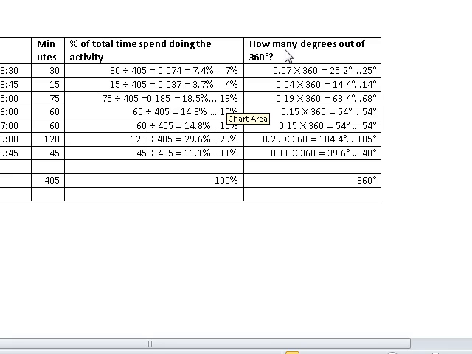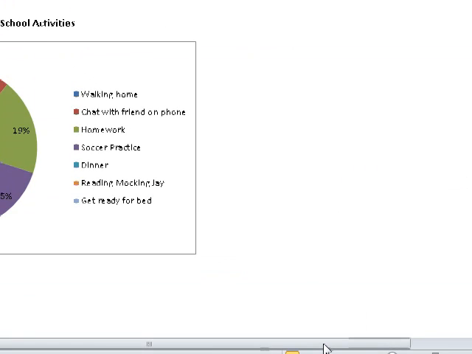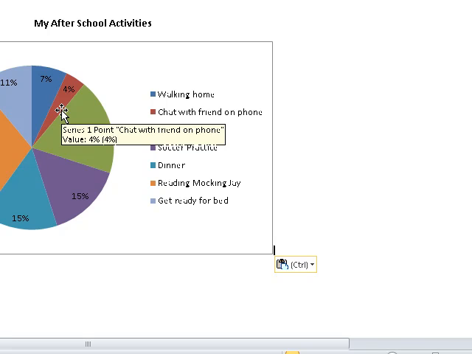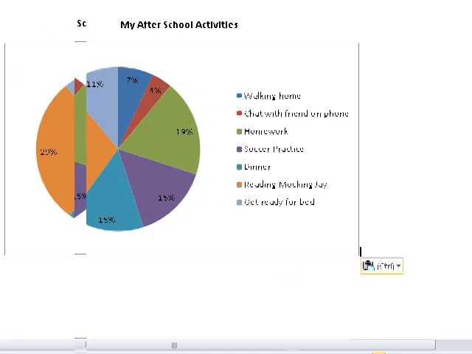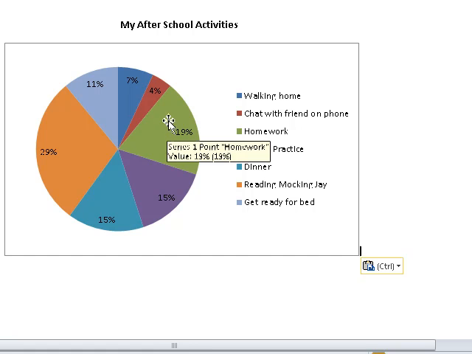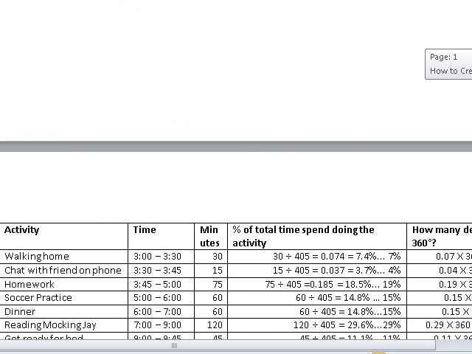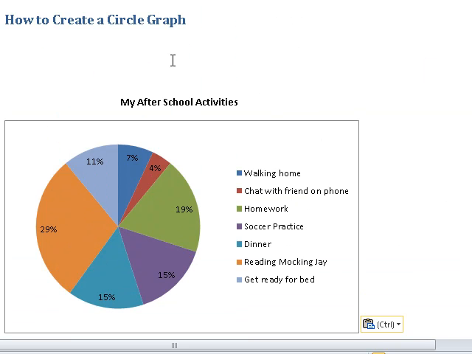I need to then figure out how many degrees out of 360 degrees is 7%. How many degrees is 4% of 360? How many degrees is 19% of 360? The reason is this chart up here can only be drawn if I know what angle each percentage is out of 360 degrees. It would be really easy to do some basic ones. You know that if you had 50%, that it would be 180 degrees. It would be a half circle, a semicircle. And that's really simple, but some of these are a little bit harder.